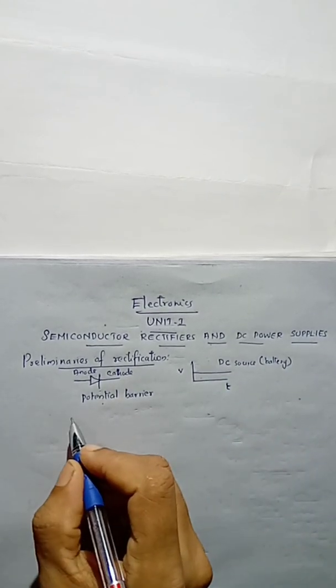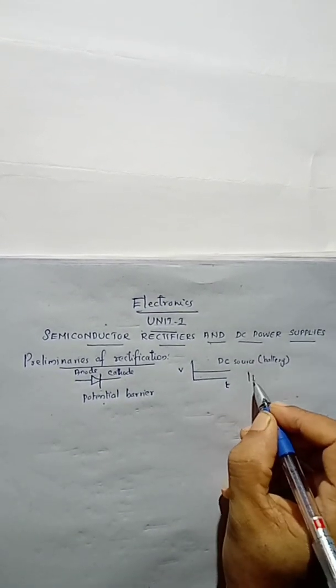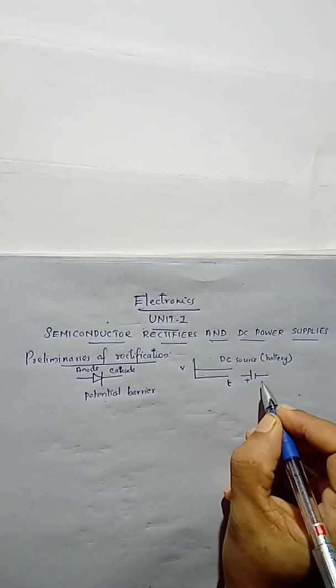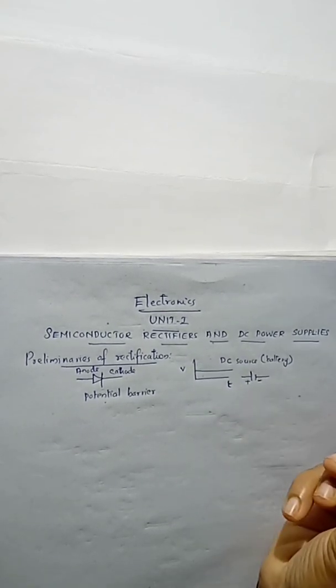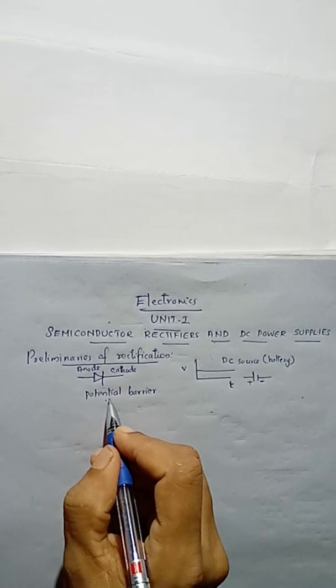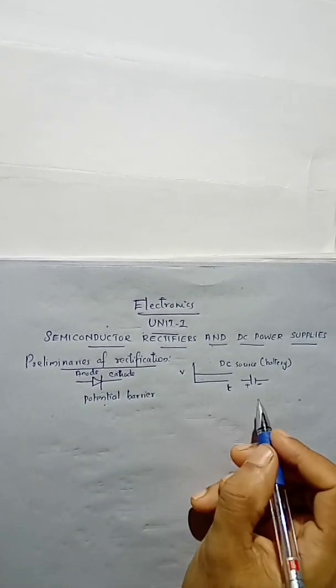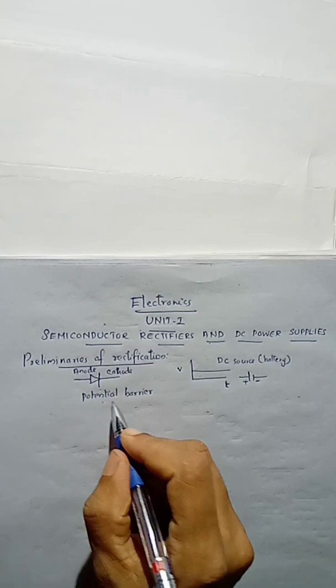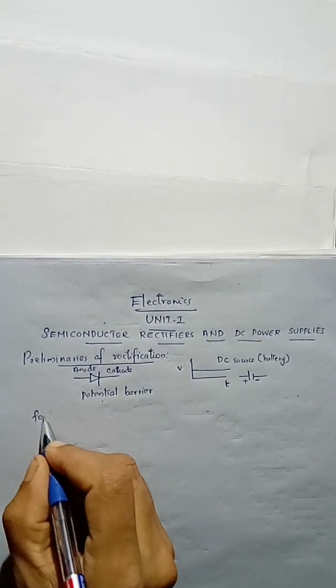So this battery you can connect. The symbol for a battery is like this. This is the positive terminal of the battery and this is the negative terminal of the battery. A battery we can connect in order to overcome this potential barrier. And this battery you can connect in two different manners. One is the forward biasing manner.